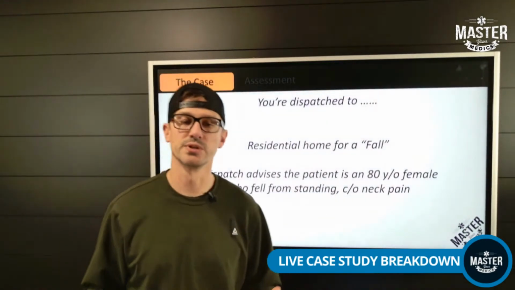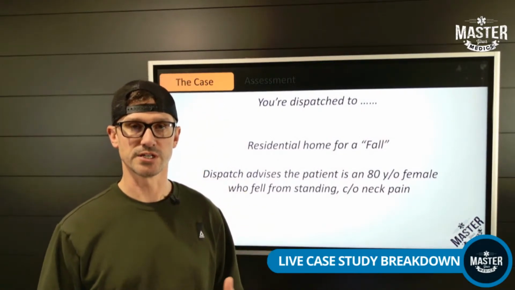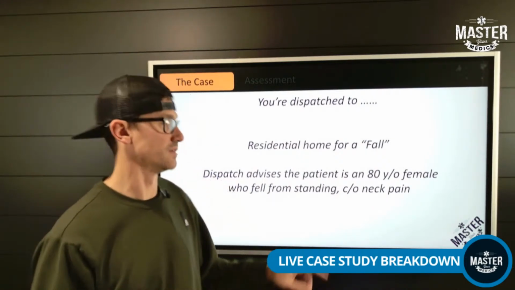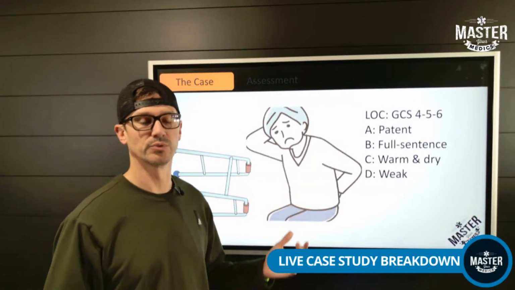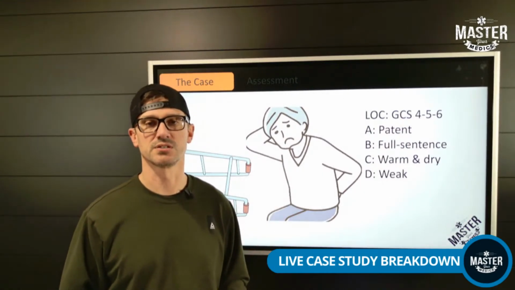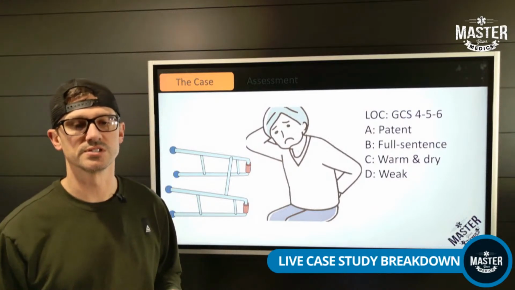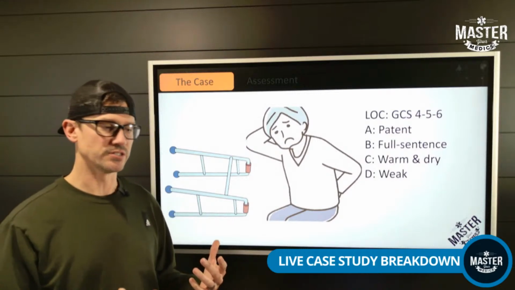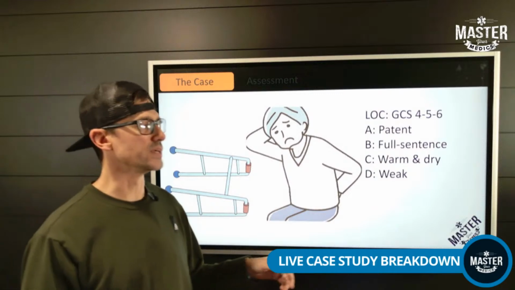So in the scenario, you were dispatched to a residential home for a fall. Dispatch advised you that the patient was an 80-year-old female who fell from standing and is complaining of neck pain. You find the patient sitting on the floor with her assisted walker nearby. She has a GCS of 4, 5, and 6. Her airway was patent. Her breathing was normal. She's speaking in full sentences. Skin was warm and dry. And the only disability you noted was that she's globally weak. She's a frail geriatric patient, just globally weak.